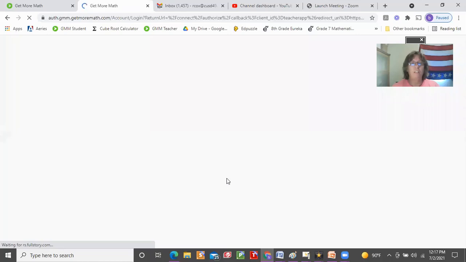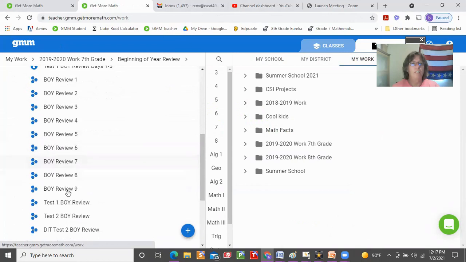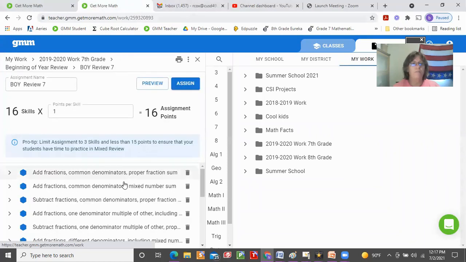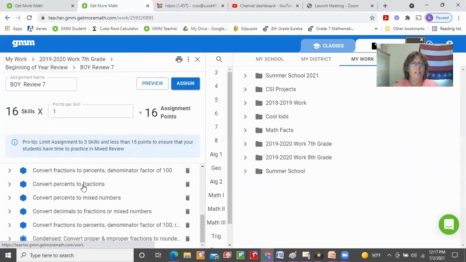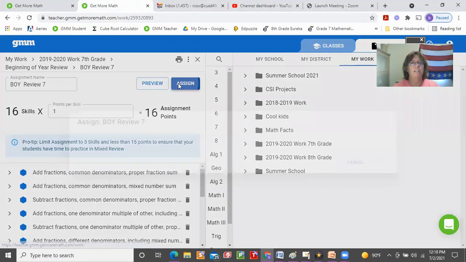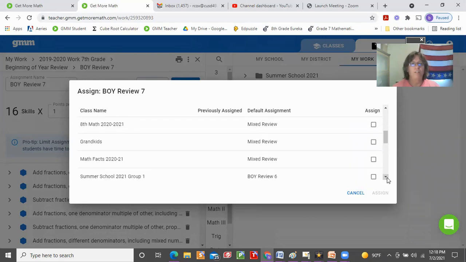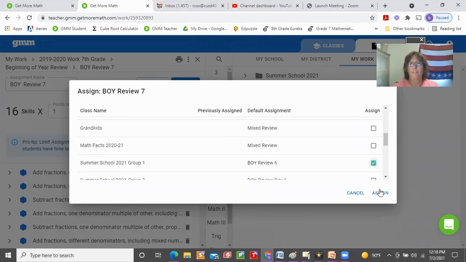So you just log into Get More Math. I have my beginning of the year review, and this is day 7. There are 9 days total in my review, and that's just because that gets us through the first couple of weeks of school. And this one is all about adding fractions, converting fractions to percent. So there is a lot of skills that I assign for this one. Again, I want them totally inundated, and they only have to do one of each. So we're 16 points, but it's all fractions and forcing them to pay attention to those fractions.